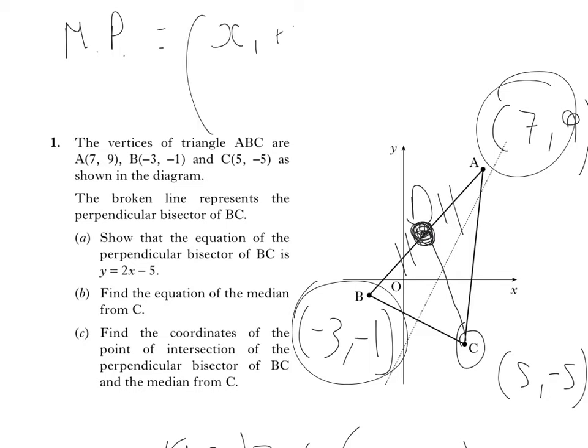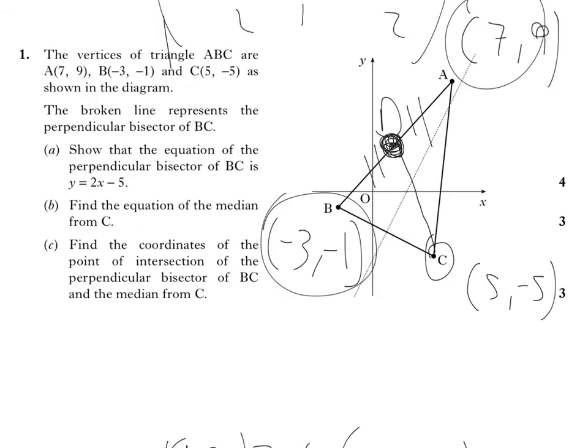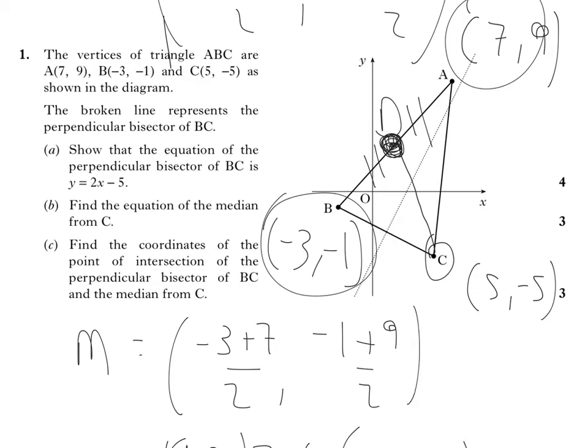So that's (x1 plus x2) over 2, (y1 plus y2) over 2. So it's (-3 plus 7) over 2, (-1 plus 9) over 2. -3 plus 7 is 4, 4 over 2 is 2. -1 plus 9 is 8, 8 over 2 is 4. So my point D is (2, 4).